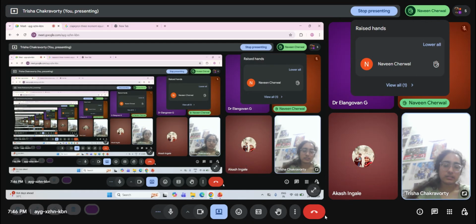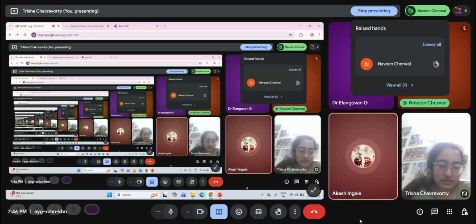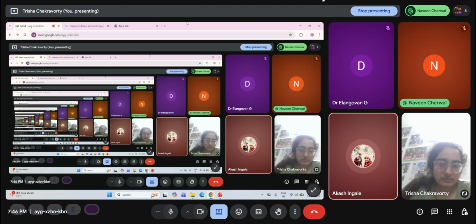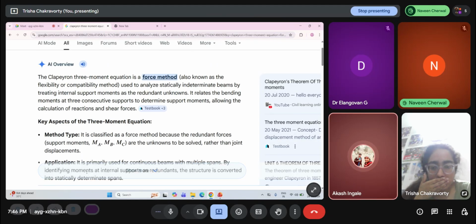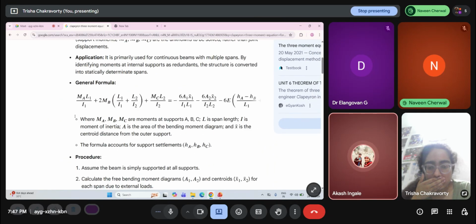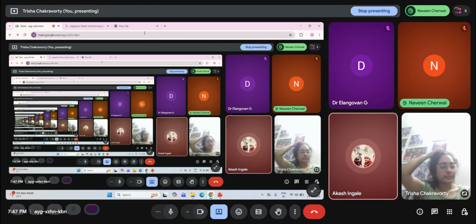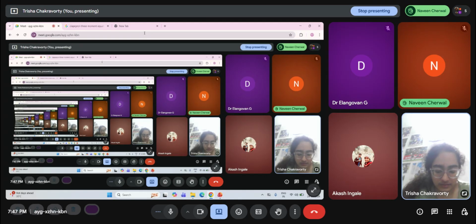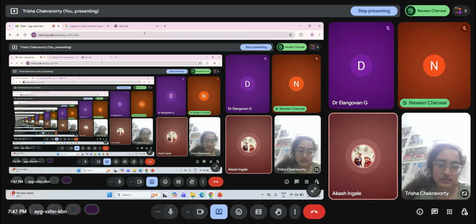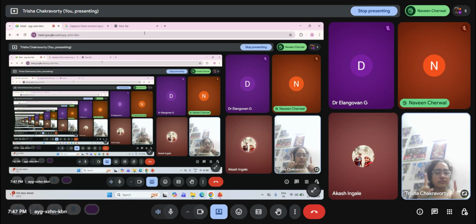Ma'am, is it eligible for only two spans or three spans? The equation is different there. The equation is different for a two span and a three span. For three moments, there are MA, MB, MC, and there will be MD, so the number of equations will also vary, right? MA and MD are zero, and MB and MC are calculated by the equations. So there are two variables in between.